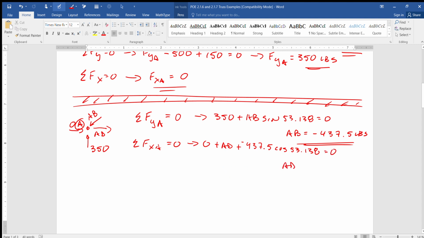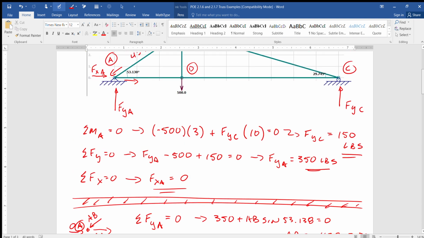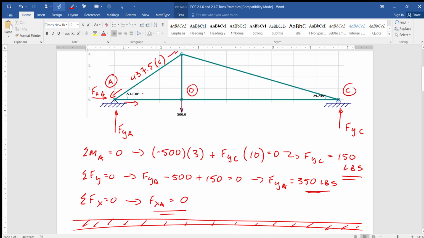Blast that out, we find that AD equals 262.5 pounds. So again, we go back up. We say this one equals 262.5. Since the sign didn't change, it's still in tension.